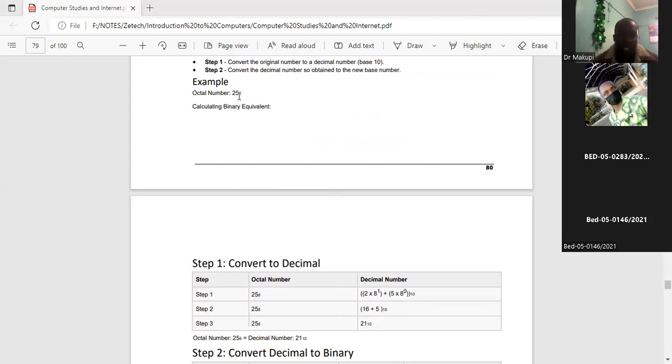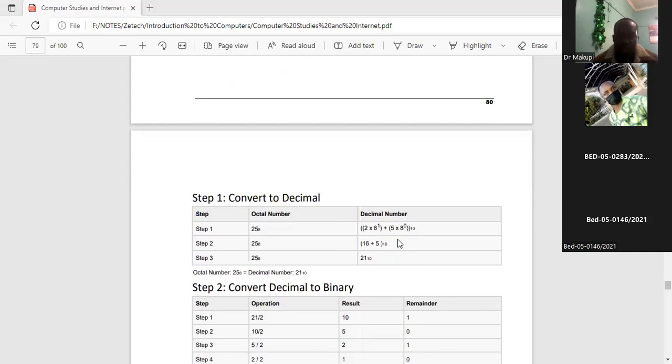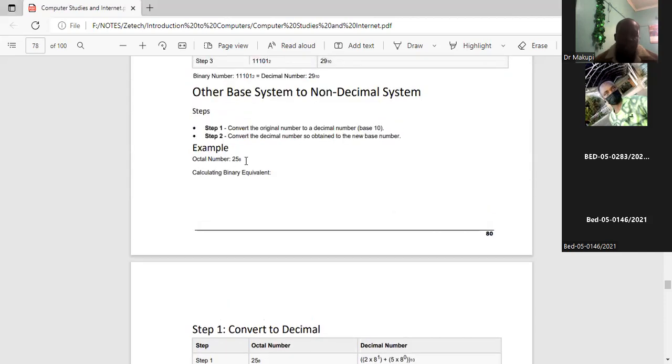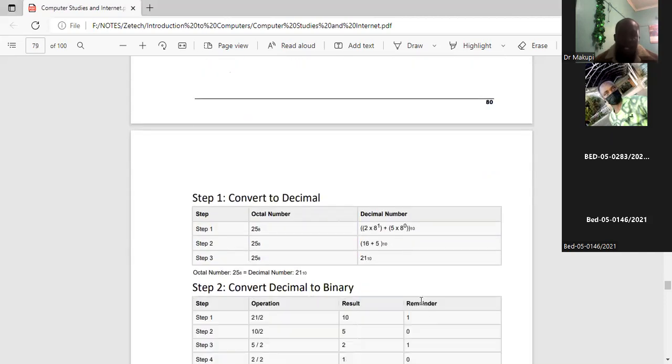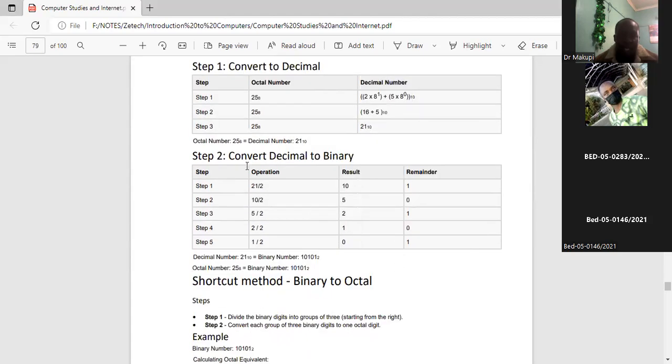It's multiplied by 1, that is 8 to the power 0, like that, so that you can be able to get the decimal equivalent. That is why 8 raised to 0 is 1, 1 times 5 remains 5. 8 to the power 1 remains 8, multiplied by 2 to get you 16, plus 5. It gives you the number 21 base 10 again. So that is how to convert this to its decimal equivalent.